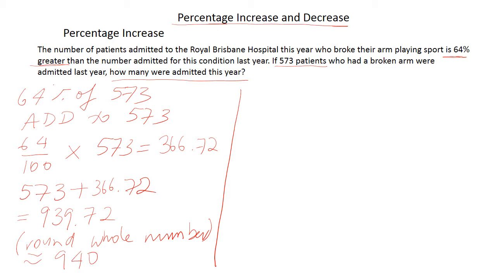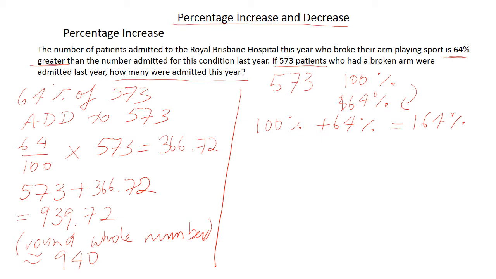Another method is we can look at 573 as 100% and we're increasing it by 64%. So what we want to do essentially is find out 100% plus 64%, which equals 164%. So then we can multiply 573 by 164%.